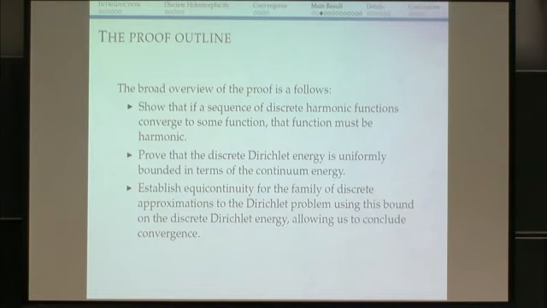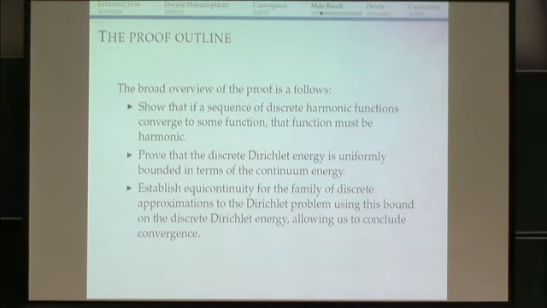And so that comes in 2 steps. The first step is that you prove that the discrete Dirichlet energy is bounded uniformly in terms of the standard continuum Dirichlet energy. What I mean by this is if you take some function in the continuum and you just restrict its values to live on the lattice, then the Dirichlet energy of the thing in the continuum bounds the Dirichlet energy of the thing on the lattice.